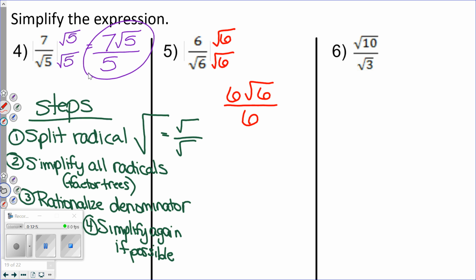And then step 4, simplify again if possible. Does anything simplify? The 6 is. Now, this one's under a radical. I can't touch him, but this 6 and this 6, those cancel out. So it's just radical 6. Yep. But you see how I want you to follow those steps. And I'll look at one in a little bit where I'll flip-flop steps 2 and 3 so you can see the difference. You can do it, but they get ugly.